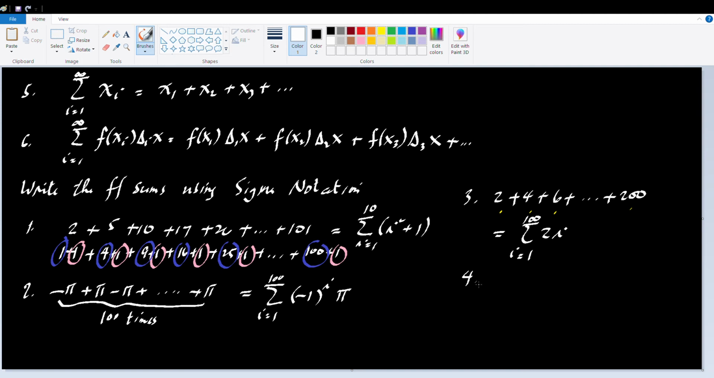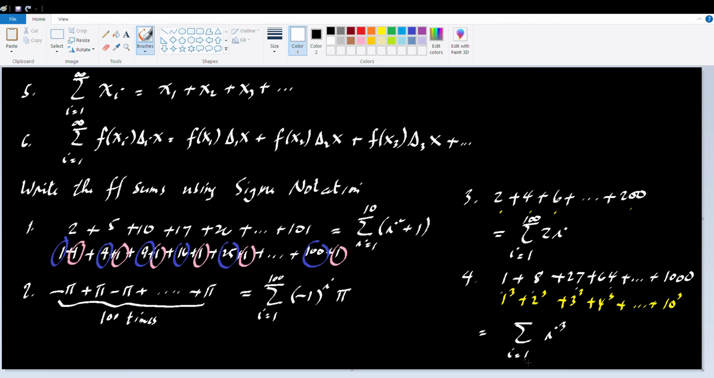Okay, so another one, 1 plus 8 plus 27 plus 64 plus, and so on and so forth, plus 1000. What are these integers? 1, 8, 27, 64, and 1000. You should know that these are perfect cubes. That will be 1 cube plus 2 cube plus 3 cube plus 4 cube plus and so on and so forth plus 10 cube. So we shall write this sum as the summation of i cube, i from 1 up to 10. Okay?